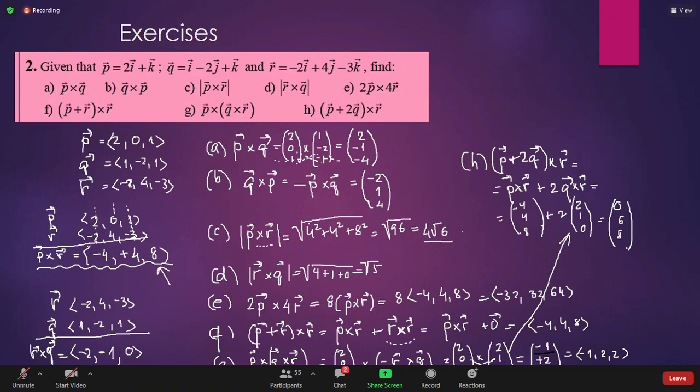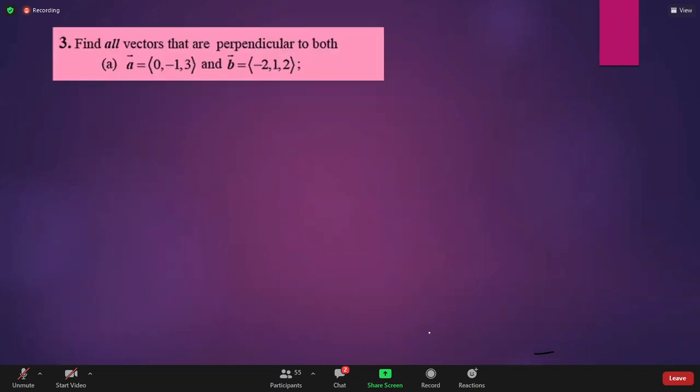Next, find all vectors that are perpendicular to both these two, A and B. So one possible way would be solving a system, saying, okay, a vector perpendicular to A and B is, let's say, X, Y, Z. So that would be one method possible.